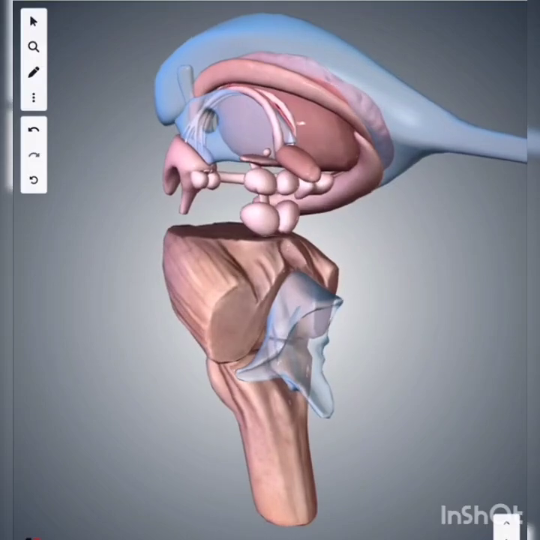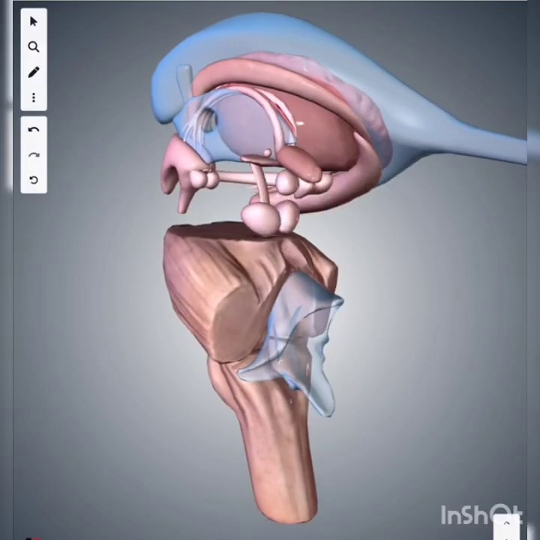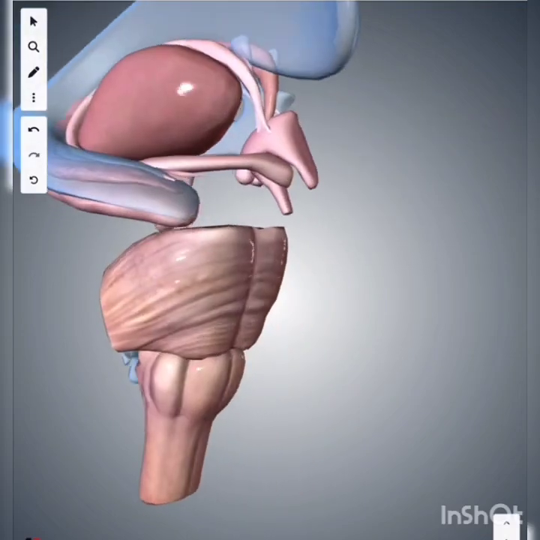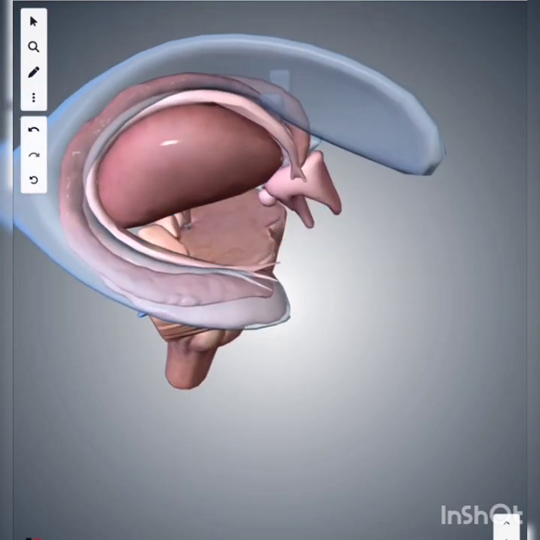Now the left and right mammillary bodies. Another important structure for us in anesthesiology. These are the left and right mammillary bodies.